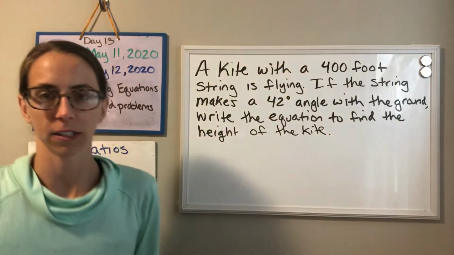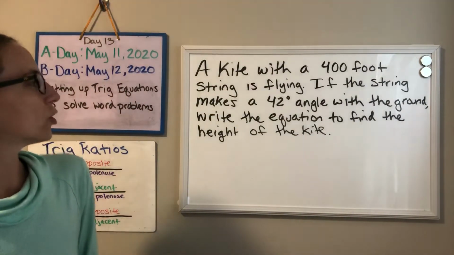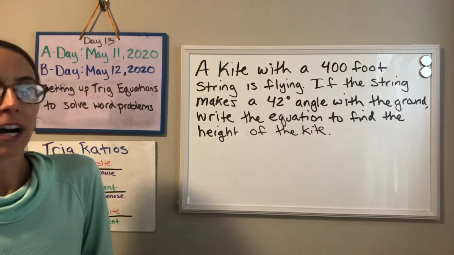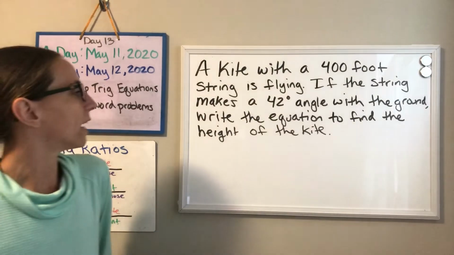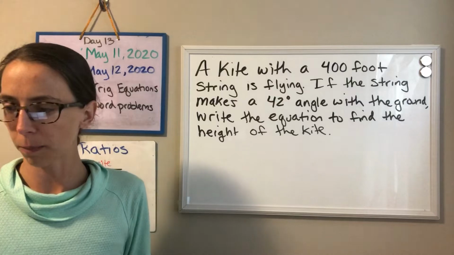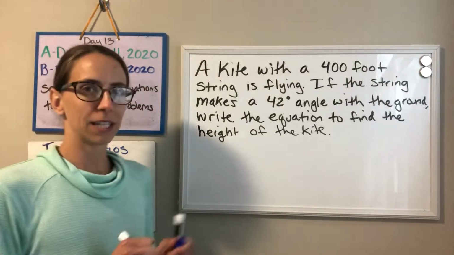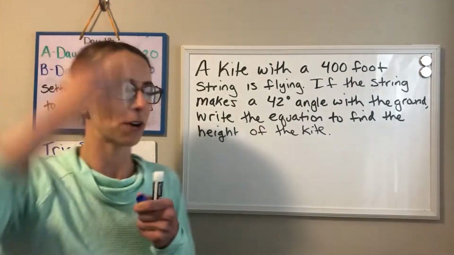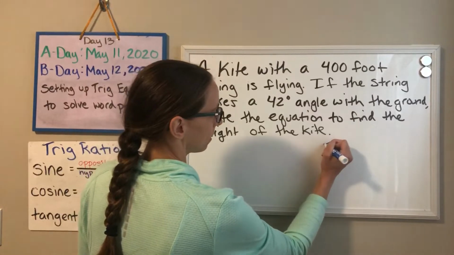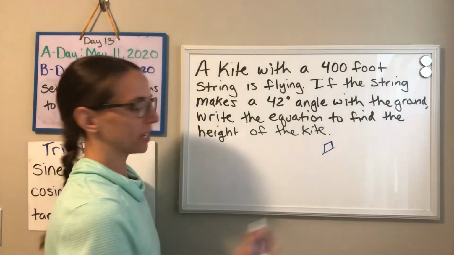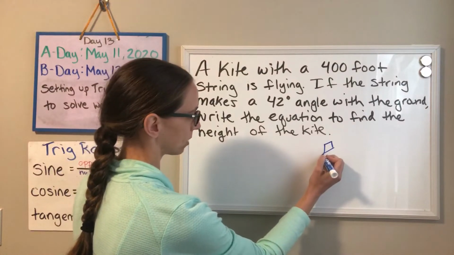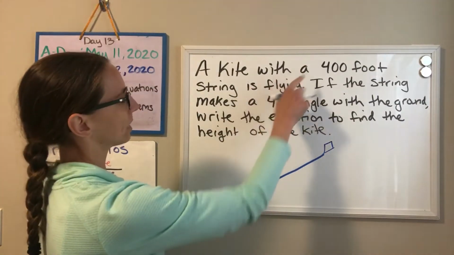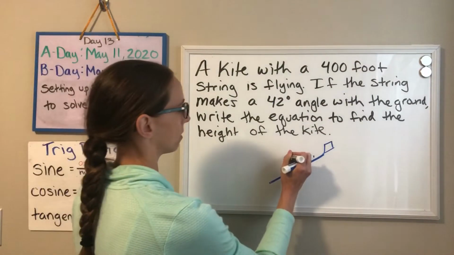All right, so let's take a look at that again. A kite with a 400-foot string is flying in the air. If the string makes a 42-degree angle with the ground, I need you to write the equation to find the height of the kite. So a couple of things that we know about kites. If you are standing there holding the kite, it's very unlikely that the kite's going to be straight up in the air. The wind's going to be blowing it in some direction. So here's our kite. Okay? And it's attached to a string and you're holding it, so the string right here is going to be what you're holding on to. That means that string is 400 feet long.